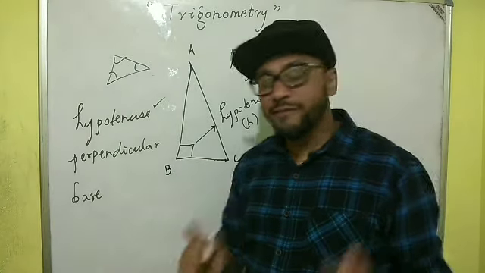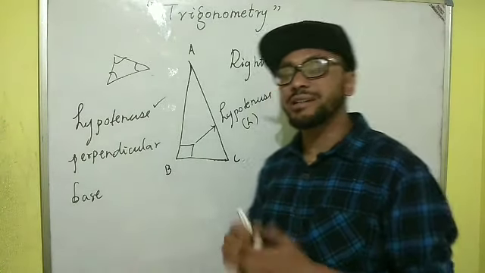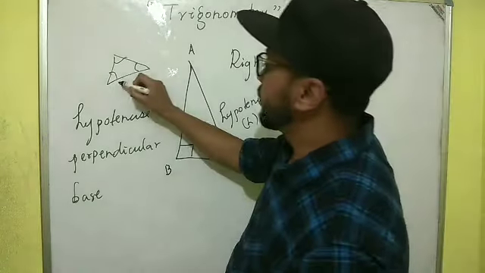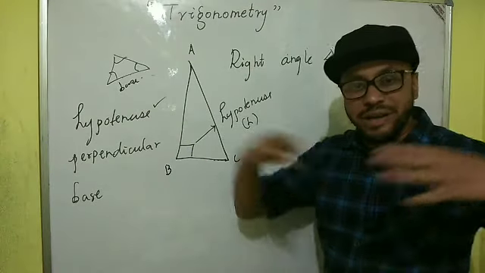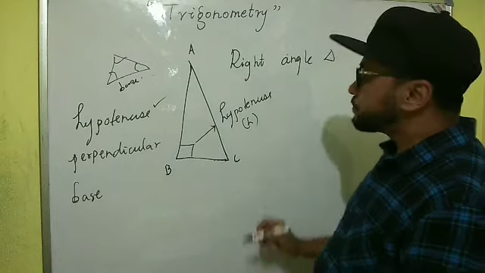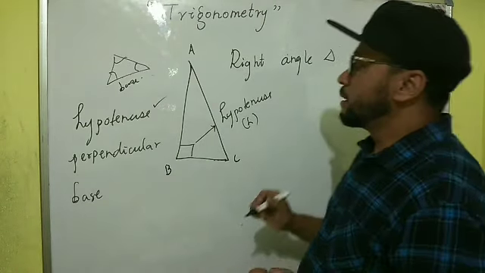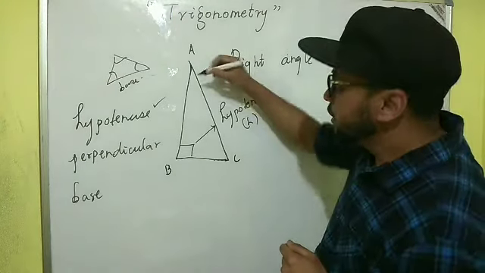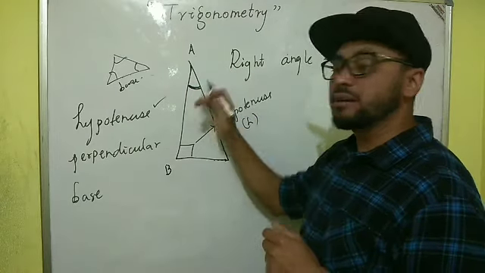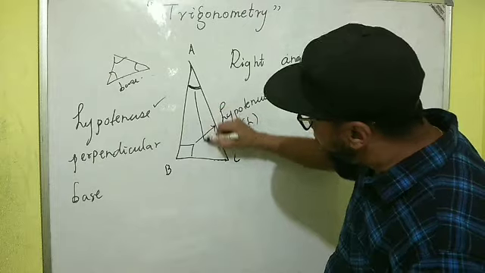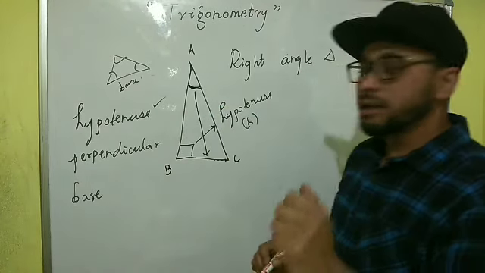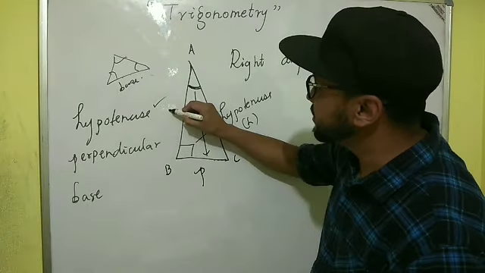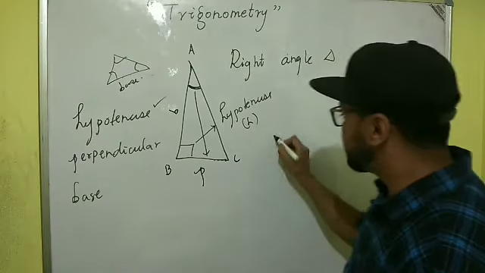And then to find the perpendicular and base, we cannot always take this one as the base, because usually for any triangle we take the base as the side where the triangle stands, but here we cannot do it that way. The base and the perpendicular depend upon the given angle other than 90 degrees. Now, listen carefully: the side opposite to the given angle is your perpendicular, and the remaining side will be your base.